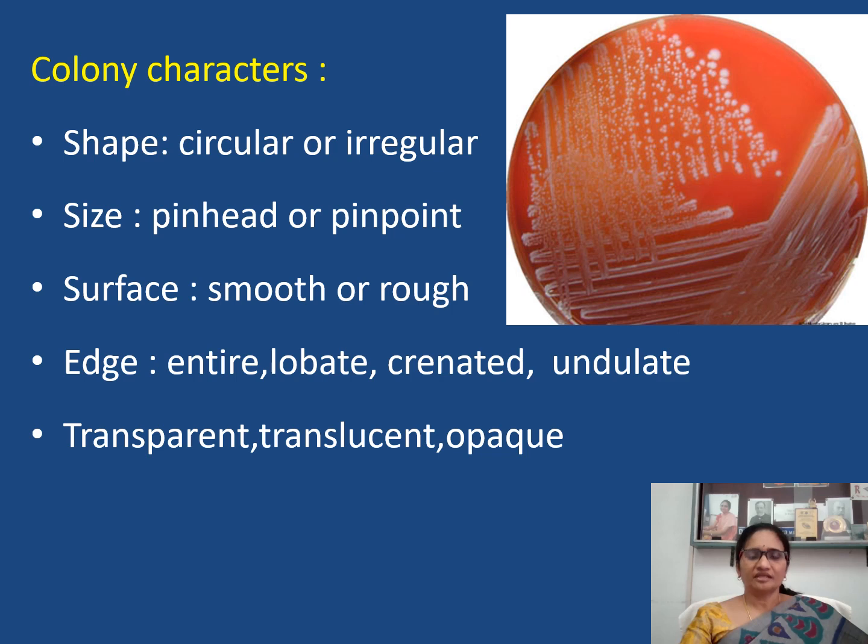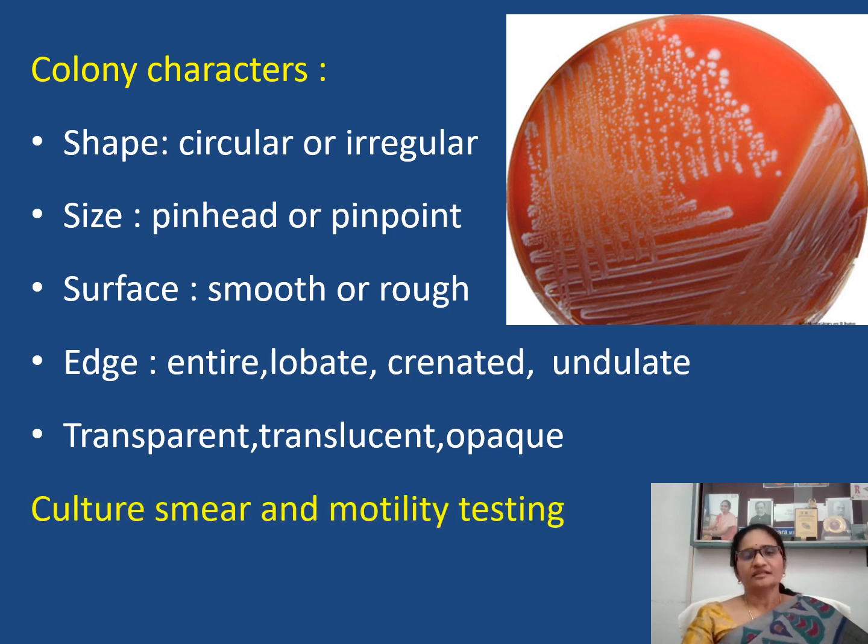Transparent means light can pass through the colony. Translucent is also the same, and opaque means we can't pass the light through the colony. Usually gram positive bacteria will have opaque colonies and gram negative bacteria either transparent or translucent, right? And then once we study the colony characters, we can prepare a smear from the colony again, and then we can do the Gram or Albert or Ziehl-Neelsen staining, and again we can see the morphology of bacteria and we can identify to some extent.